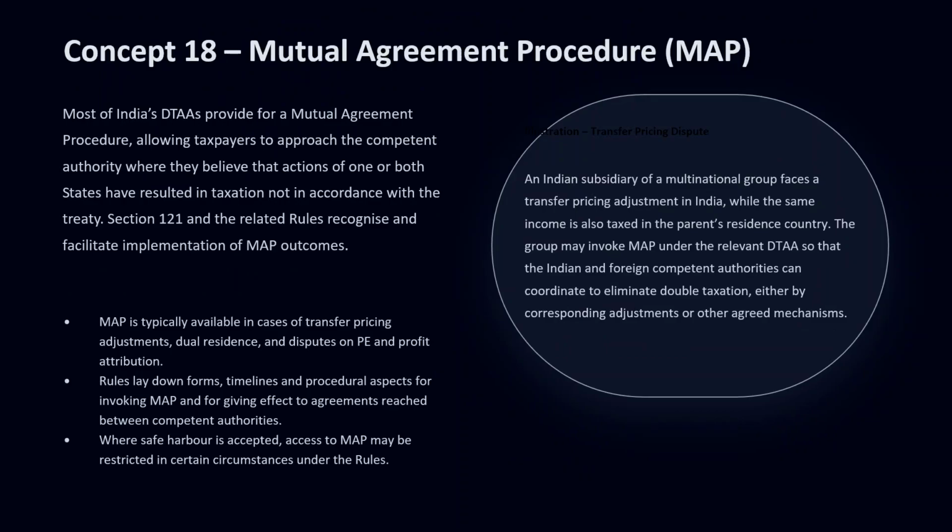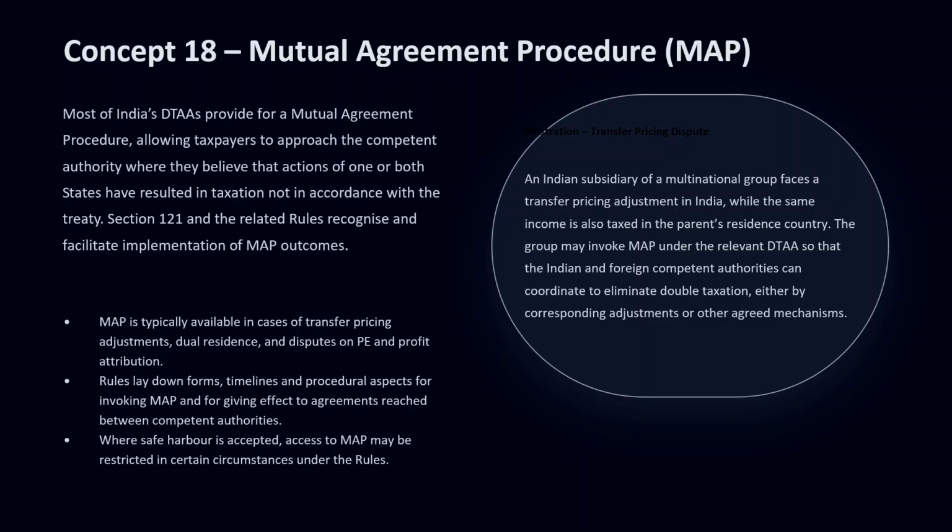Let's proceed to our next concept, which is concept number 18, and it talks about the Mutual Agreement Procedure, MAP. So MAP is basically a key and important dispute resolution mechanism built into most of India's DTAAs. So guys, where a taxpayer considers that actions of one or both the contracting states result in taxation not in accordance with the treaty, for example, due to transfer pricing adjustments, due to dual residence or disputed existence of a PE, the taxpayer can approach the competent authority of their state of residence to invoke MAP.